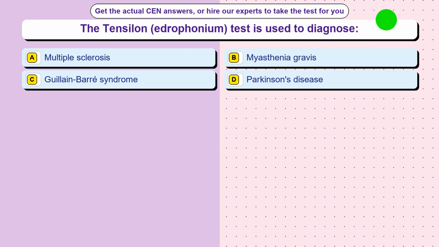Question 82. The Tensilon, edrophonium, test is used to diagnose: Option A, multiple sclerosis. Option B, myasthenia gravis. Option C, Guillain-Barré syndrome. Option D, Parkinson's disease.